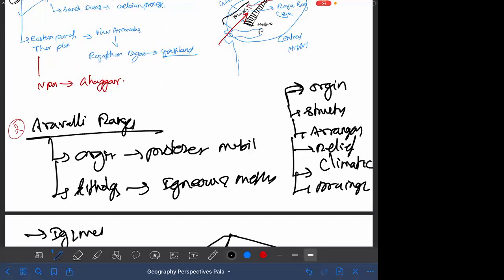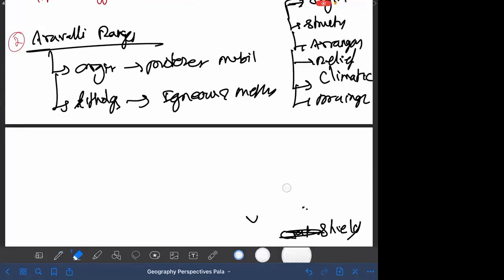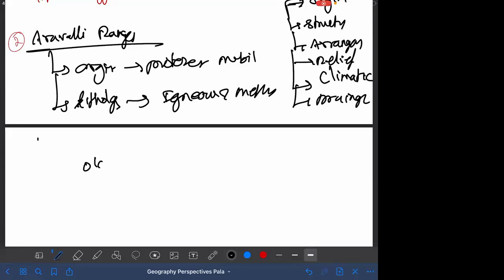But nevertheless, we have seen the lithology of the region. Igneous and metamorphic rocks form the Aravalli ranges, right? So then, if you look at the arrangement and the structure, these are all fault mountains.